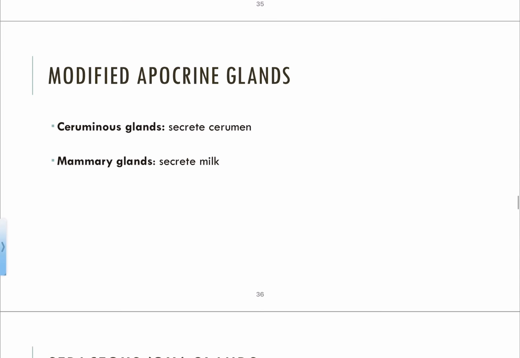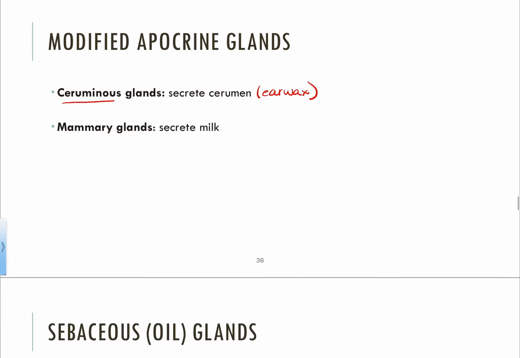So, still falling within the apocrine sweat glands, we have two modified versions of these glands. One of these is called ceruminous glands, and these secrete cerumen, and cerumen is just earwax. And then we have mammary glands, which secrete milk. And again, these are modified apocrine glands, not eccrine glands, that are present in our body.